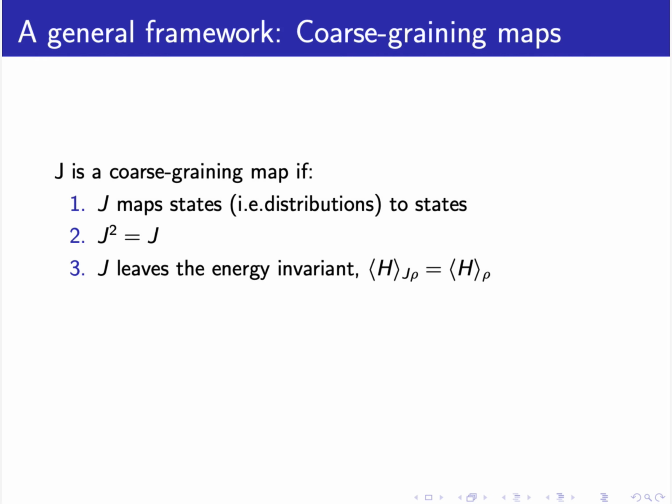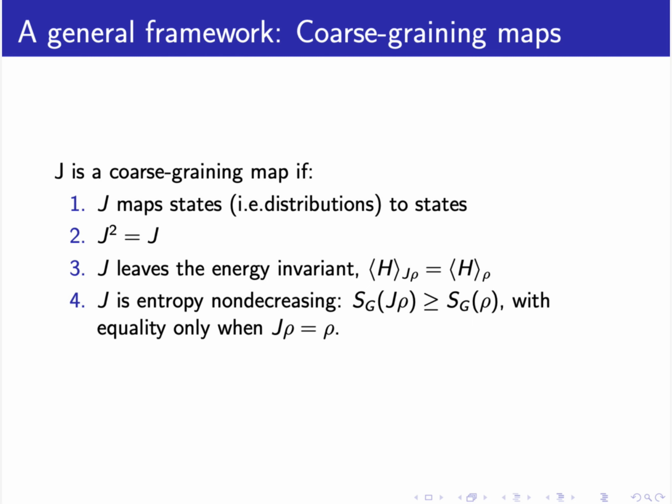Thirdly, it leaves the energy invariant. In other words, the coarse-grained distribution has the same expected energy as the uncoarse-grained distribution. I should have mentioned that if there are other conserved quantities, it leaves them invariant as well. And the coarse-graining is entropy non-decreasing. The Gibbs entropy of J rho is at least as high as the Gibbs entropy of rho, and you only get equality when the state's already coarse-grained. I'll give you a bunch of examples of coarse-grainings in just a moment.